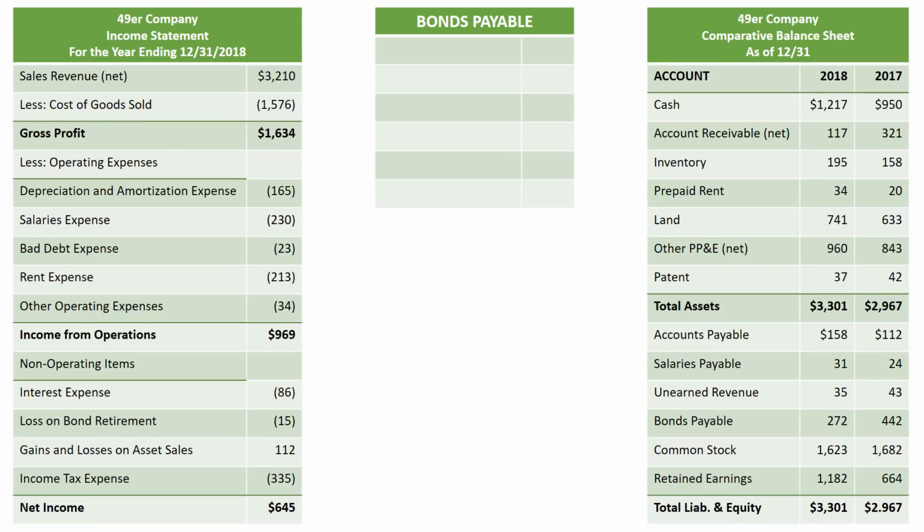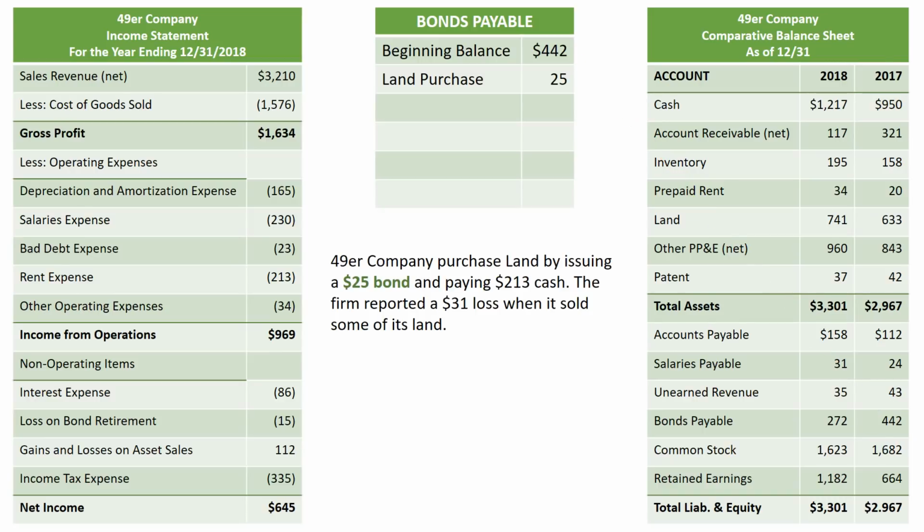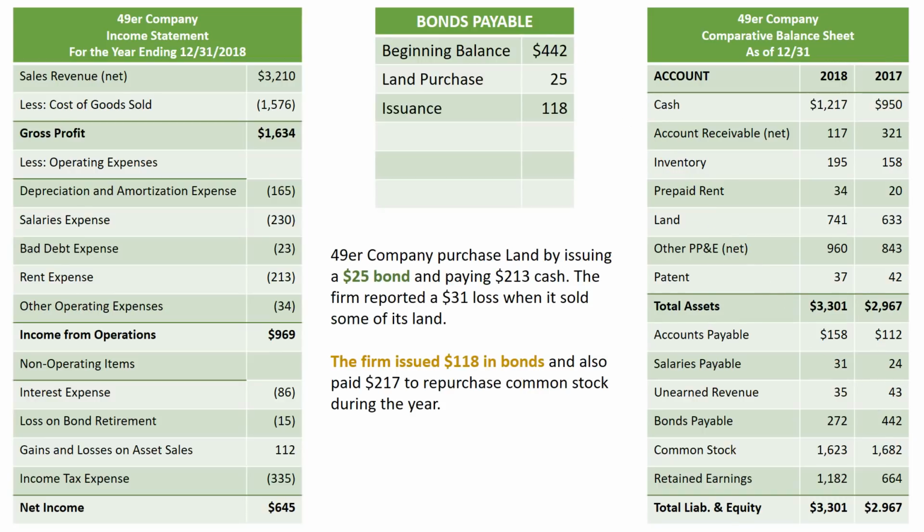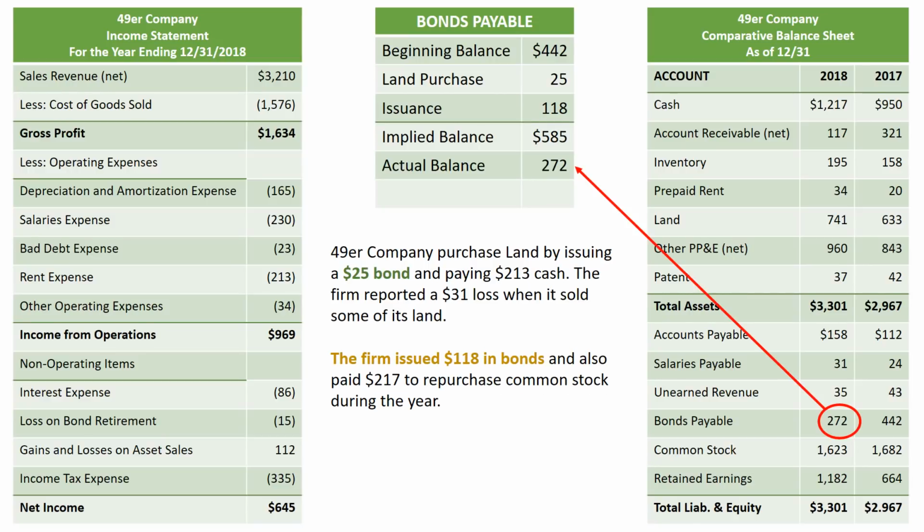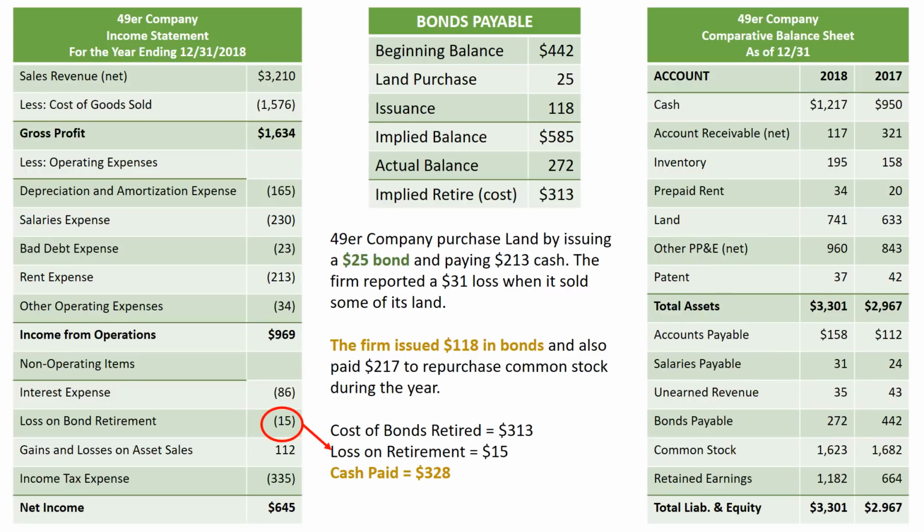And so looking at our bonds payable account, we have the beginning balance. We are told about the land purchase, and we're told about the issuance. And so that's a cash issuance of $118. So with that information, we should have a balance of $585 in our bonds payable account. However, we see the actual balance is $272. What that implies is there must have been a $313 retirement.